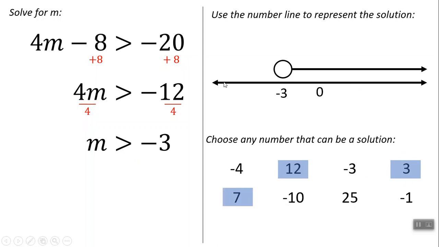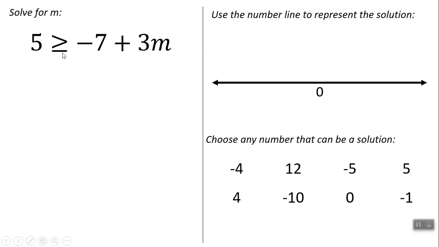-10 would be somewhere over here. It's not under the arrow. 25 is under the arrow. -1 would be right in here. That is under the arrow. Now we've talked about setting this up in Desmos: parentheses, the original problem, 4 times m minus 8. And you could try out each of these solutions. The ones in blue will give you an answer that's greater than -20. Moving on to the next one.